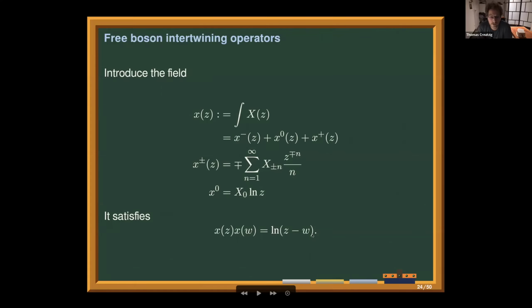Right? Okay, and why do you introduce this field? Well, you want to use it to build chiralizations of the eigenfunctions e to the nx, or e to the lambda x, let's call it.